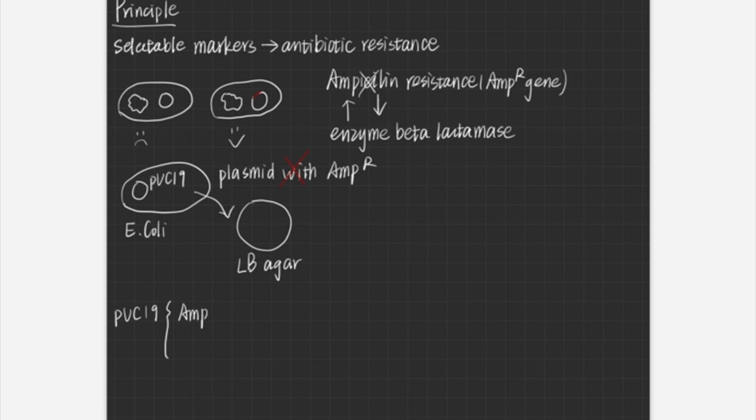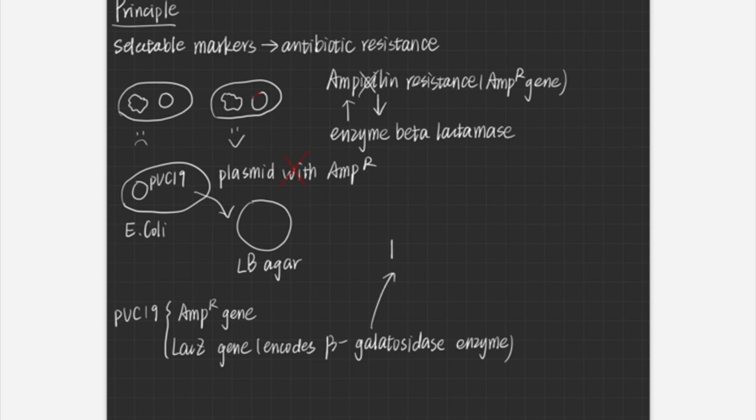The pUC19 plasmid contains AMPR gene and lacZ, which encodes the beta-galactosidase enzyme. Instead of lactose, we will use IPTG in this experiment. And also for visual screening purposes, we use X-gal, which can make the colonies on the plate blue.